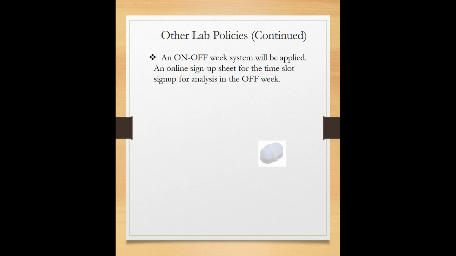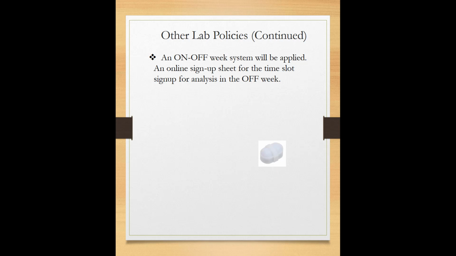Other lab policies again. Like I mentioned in the class, we use an on-off week system for our experiments. On week, we'll do a real experiment in the lab room. The second week is our off week, where we only use the instrument room to take the melting point, boiling point, and also the NMR and IR. Because the instrument room is quite small, we need to keep social distance, so each time only a limited number of students can work in the instrument room.